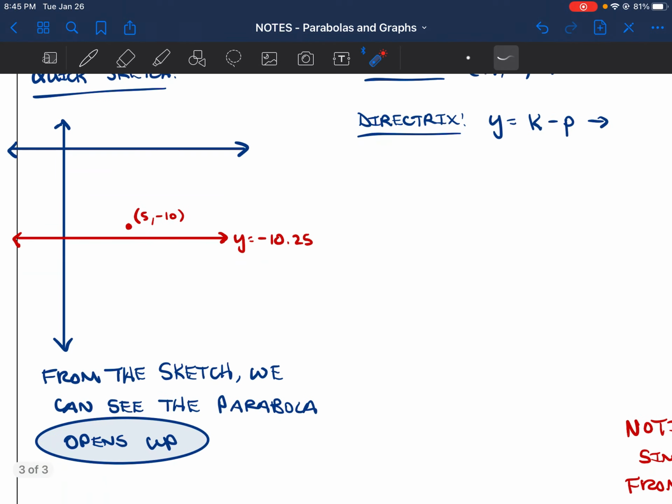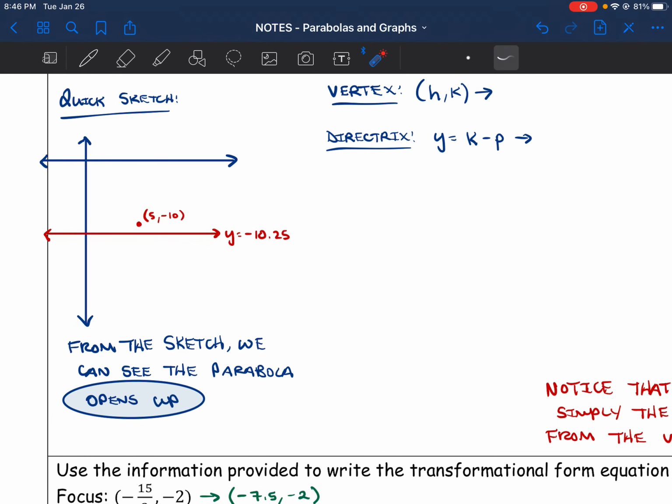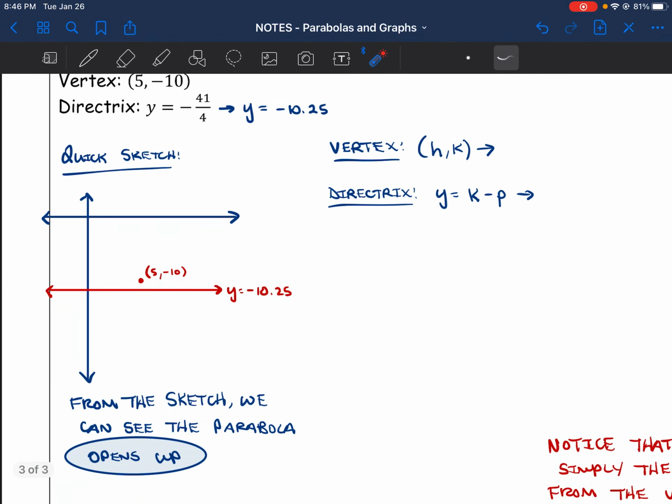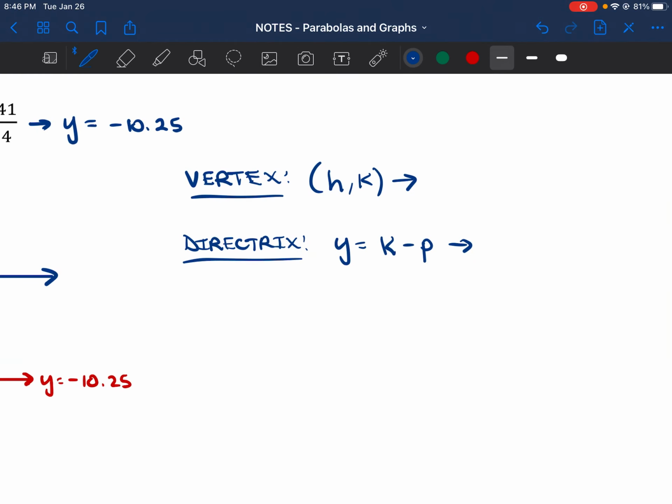Notice that the directrix is just barely below the vertex here, but this actually gives us a lot of information. First off, we know that parabolas open away from the directrix. So we know this parabola is going to open up. And that's going to automatically give us the formula that we're going to end up using. So let's think about some of the other things that we can tell. Well, first off, we already know the vertex. The vertex here is 5, -10.